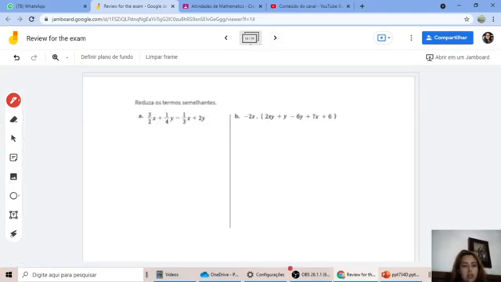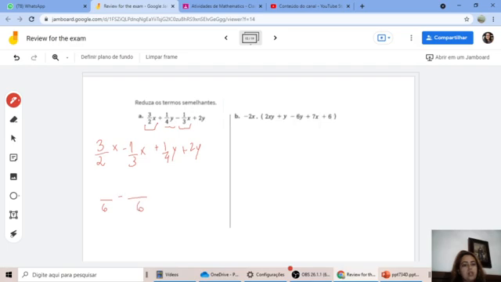Then we need to reduce by the equal terms. x, I can just join with x. So I'll have 3 over 2x minus 1 over 3x. Then plus 1 over 4y plus 2y. I have to find the MMC. The MMC between 2 and 3 is 6.